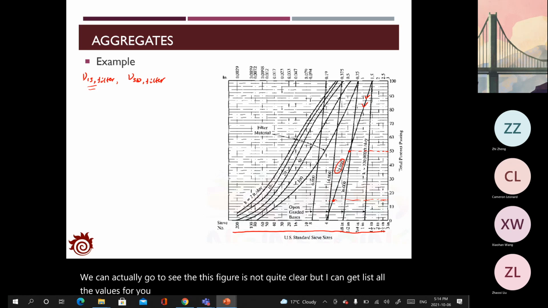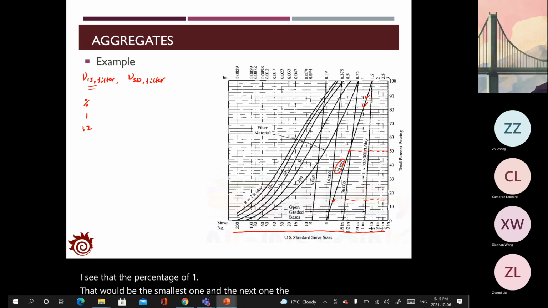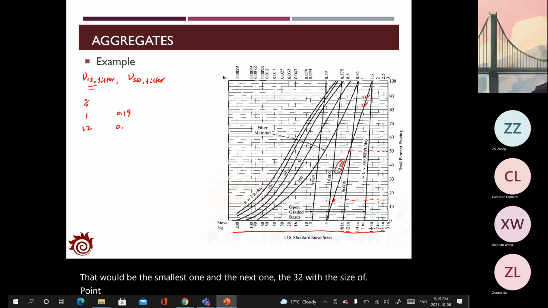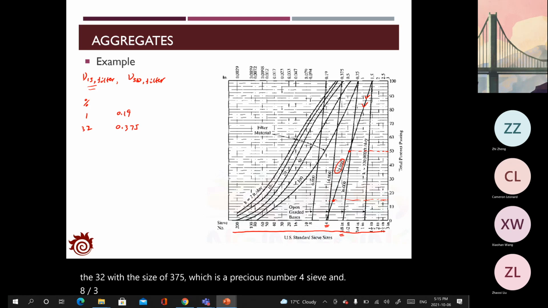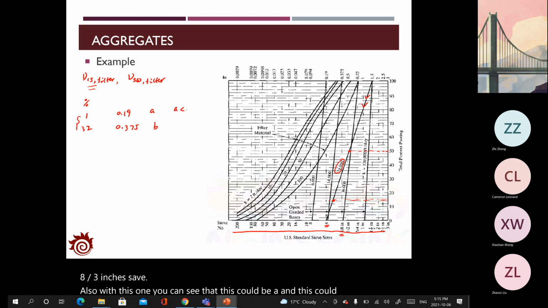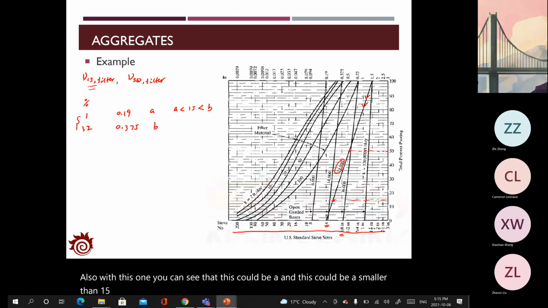So basically, in this line, we can find the percentage of 1, which would be the smallest one, and the next one is 32, with a size of 0.19, the 32 with a size of 0.375, which is number 4 sieve, and 3/8 inch sieve. So with this, you can see that this could be A and this could be B, with A smaller than 15 and 15 smaller than B.